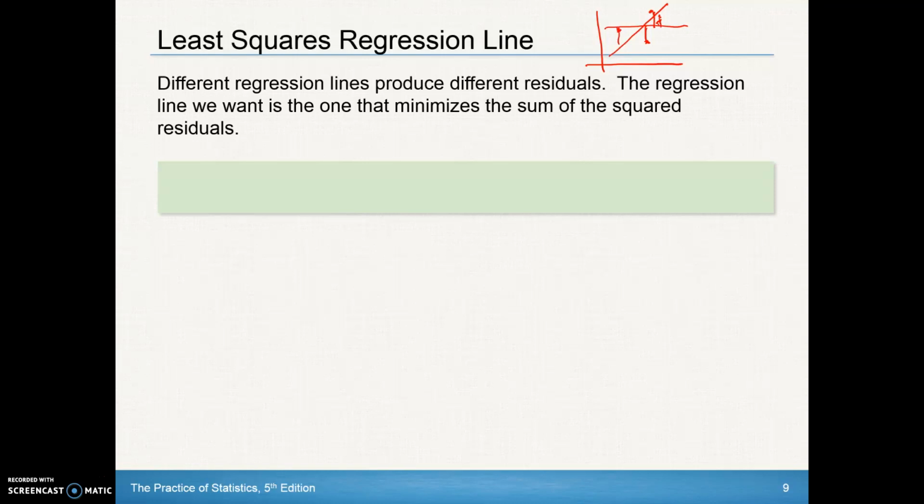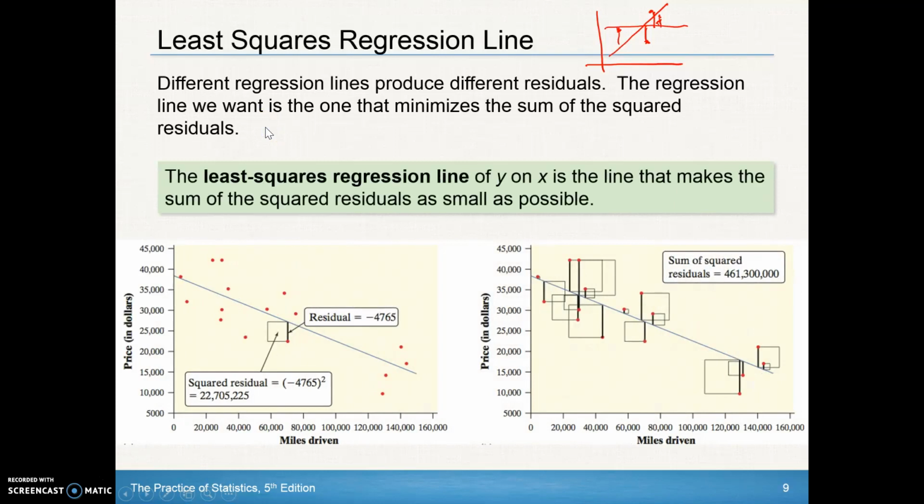Statisticians over the years have found that using the least squares regression line is the best line of fit. And that least squares regression line of y on x is the line that makes the sum of the squared residuals as small as possible.